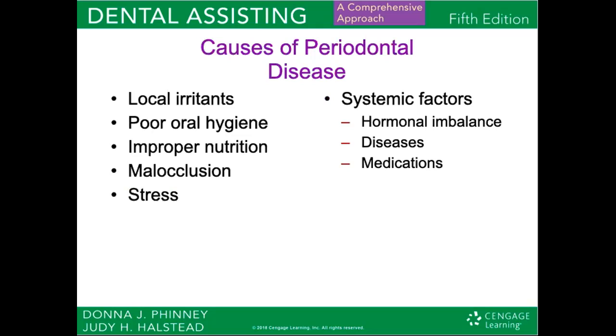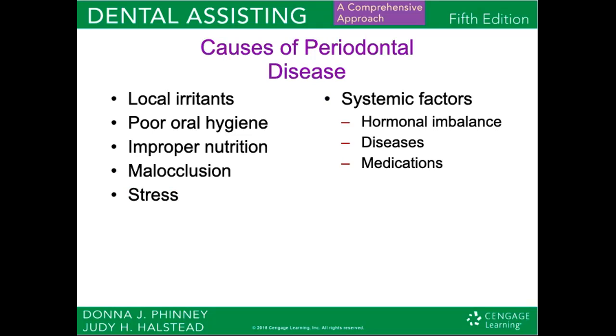Some causes of periodontal disease include local irritants or bacterial plaque, which can become mineralized, and they appear as yellow or brown deposits on teeth. Hard deposits is called calculus or tartar. Poor oral hygiene results in the buildup of tartar and plaque.